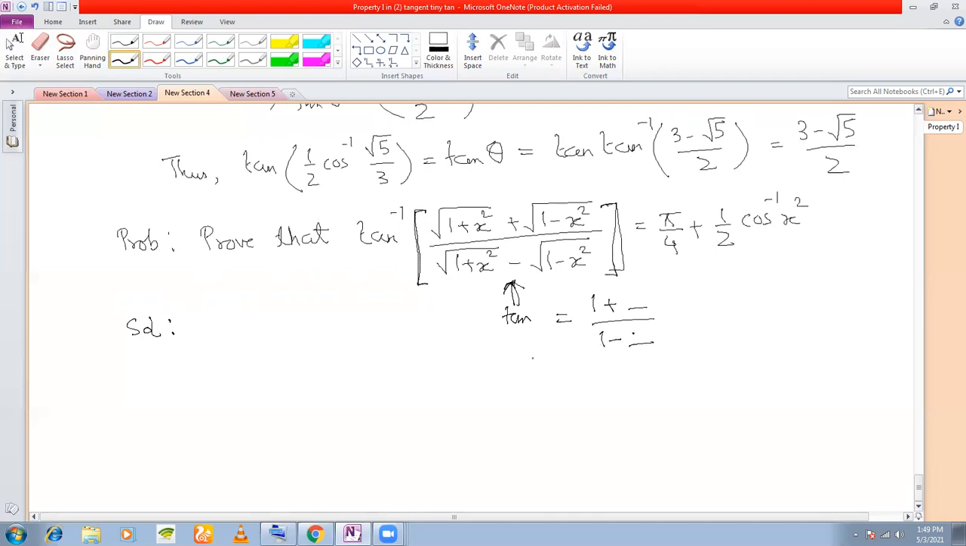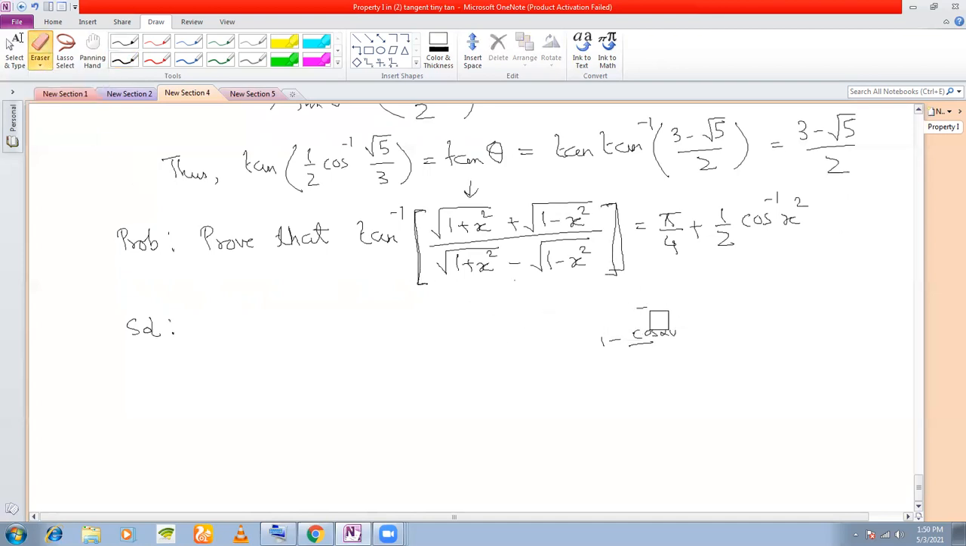And what do we know? We know that tan square theta is equal to (1 minus cos 2 theta) by (1 plus cos 2 theta), isn't it? This is what we know, right? But there is no one here. We don't have a one here. So that means this will not work, because we don't have a one here.